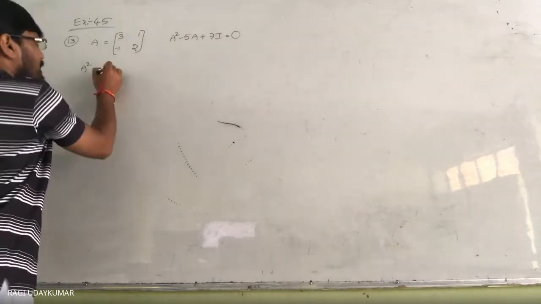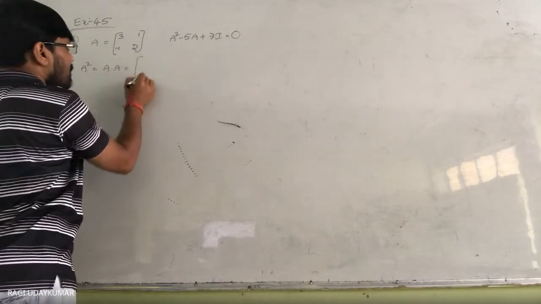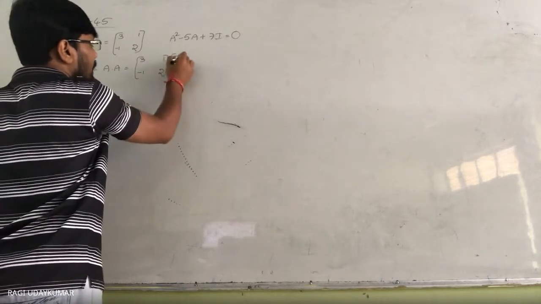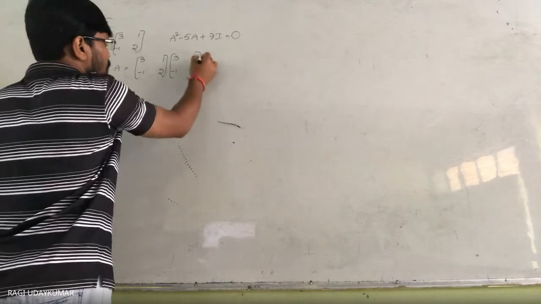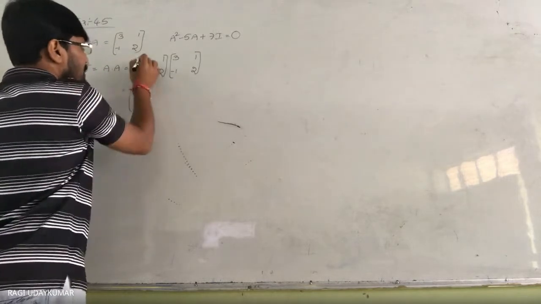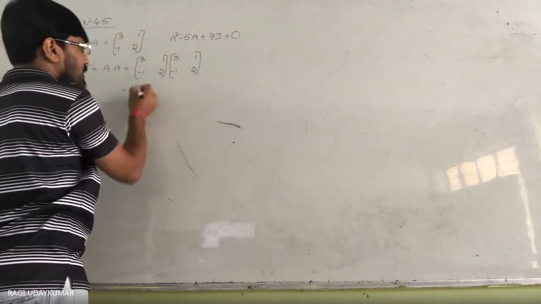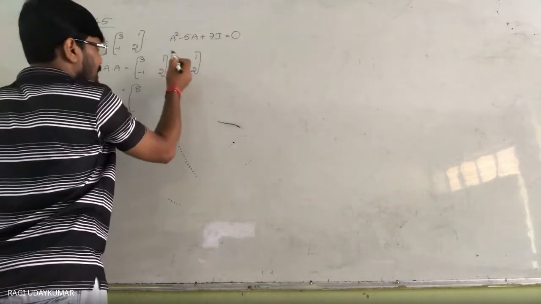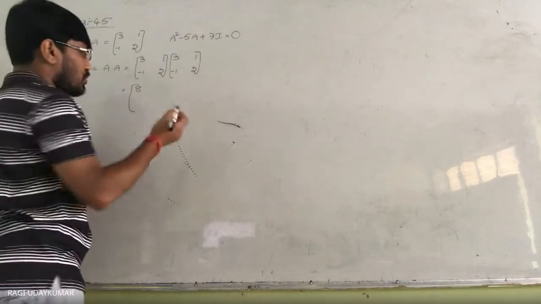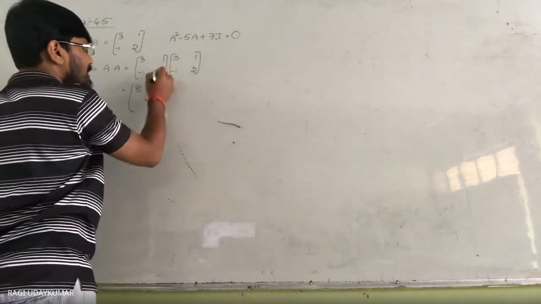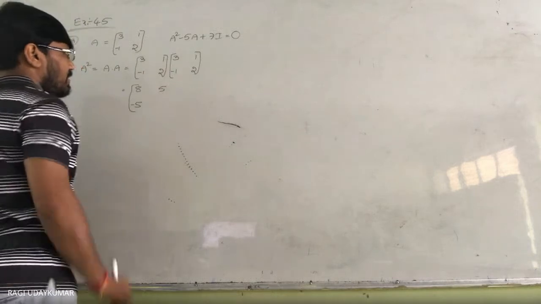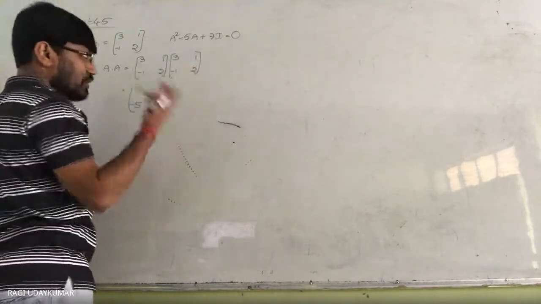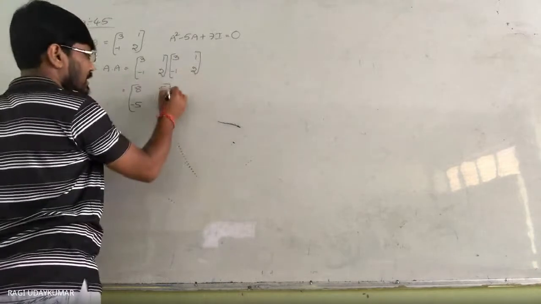Do remember, A into A is nothing but [3, 1; minus 1, 2] into [3, 1; minus 1, 2]. So what do you get here from this? 3 3 is 9 minus 1, 8. 9 minus 3 1s are 3, 2 1s are 2, 3 plus 2, 5. Minus 3 minus 2, minus 5 here. Minus 1 plus 4, we are going to get 3. This is A square.